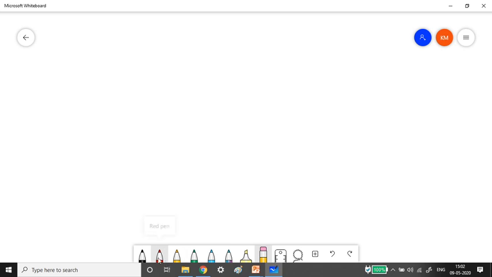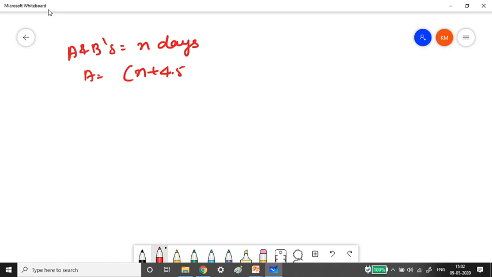Okay, now I'm taking that. So let us consider A and B's work to be X. There in the slide I have shown you the value, that is 1.5. Now you just consider X alone. A and B together complete the work in X days, and A completes the work in X plus 4.5 days, and B completes the work in X plus 0.5 days.